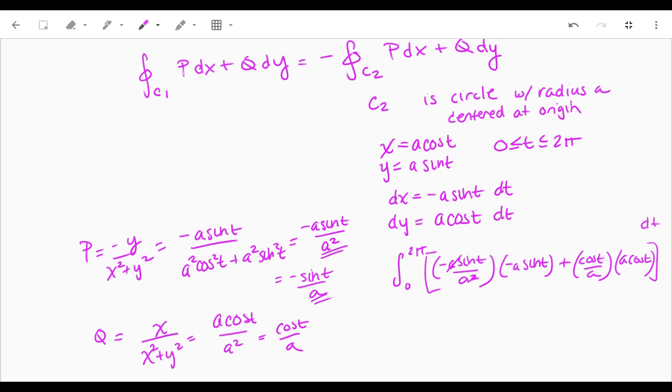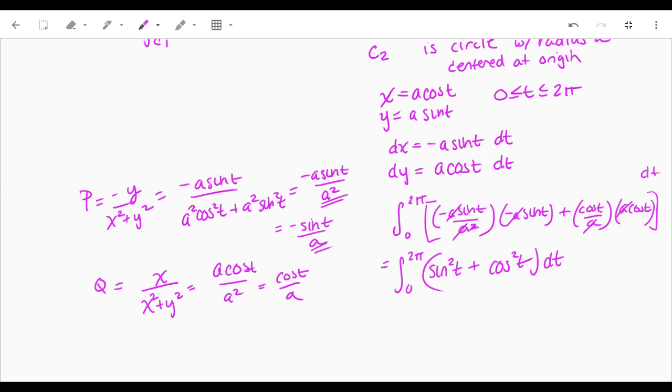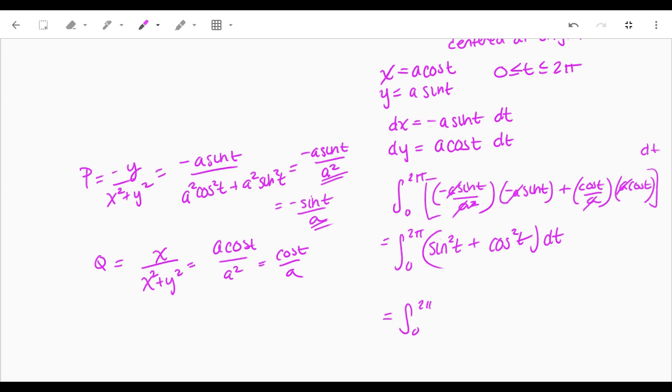So now we have the integral from 0 to 2 pi. Our negatives are going to cancel out. That extra a is going to cancel out, so we just have sine squared t. This is fun. These a's cancel out. Cosine squared t dt, which is just the integral from 0 to 2 pi of 1 dt, which is t, from 0 to 2 pi, which is 2 pi.